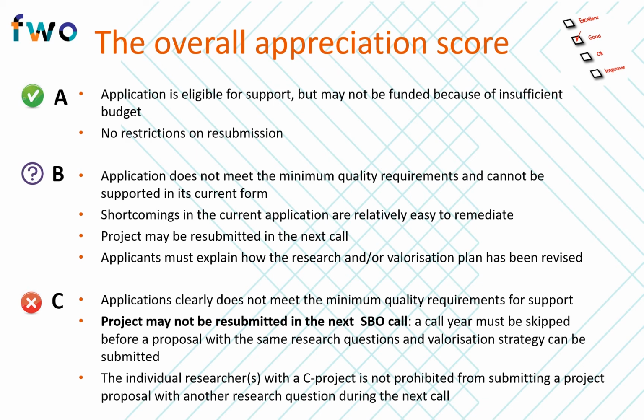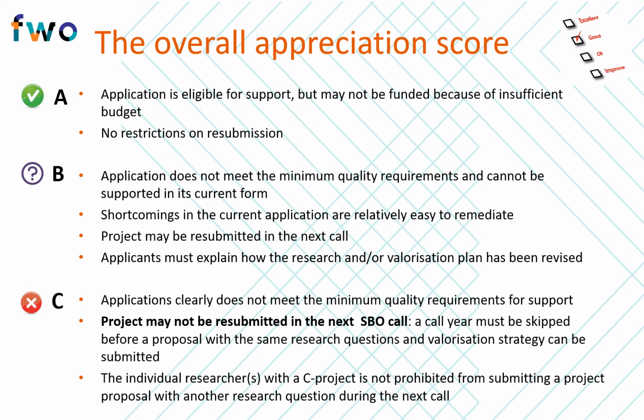A B score is assigned if the application does not meet the minimum quality requirements and cannot be supported in its current form. Shortcomings in the current application should be relatively easy to remediate. A B-type project may be resubmitted in the next call. At that occasion, the applicants must explain how the research and utilization plan has been revised in order to meet the criticism of the previous year, with an emphasis on the criteria on which the score was substandard.